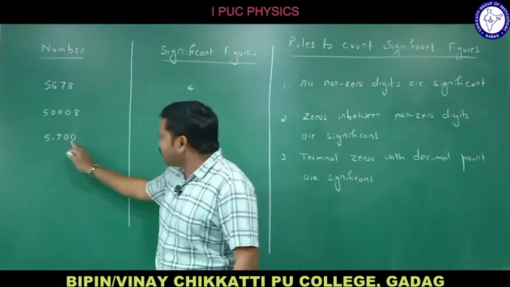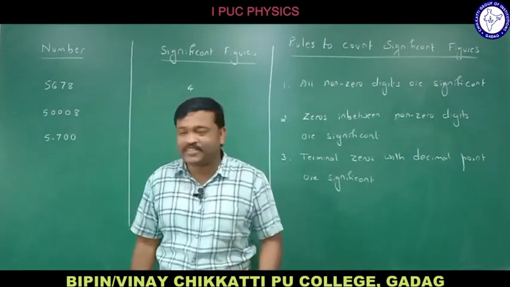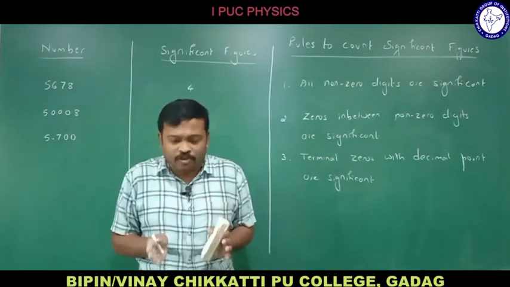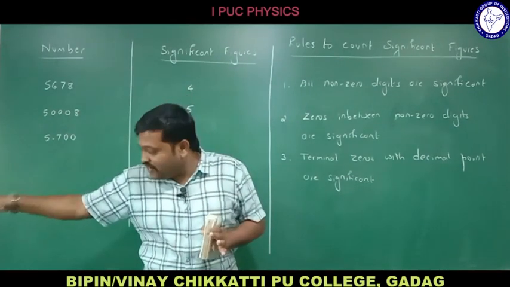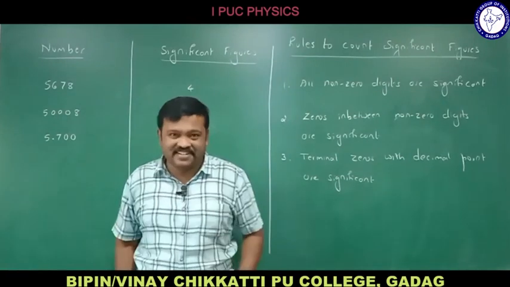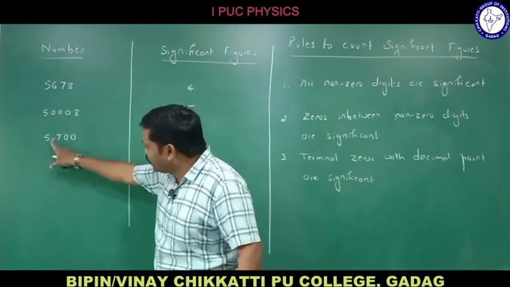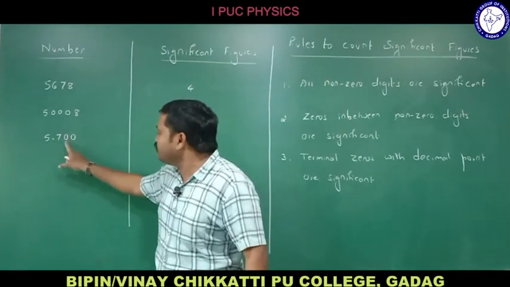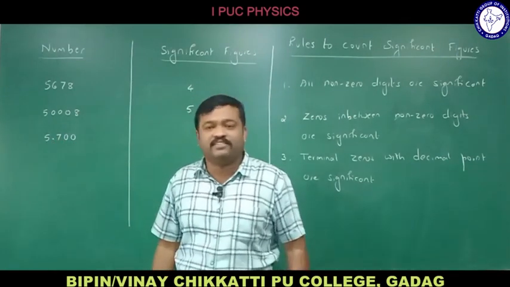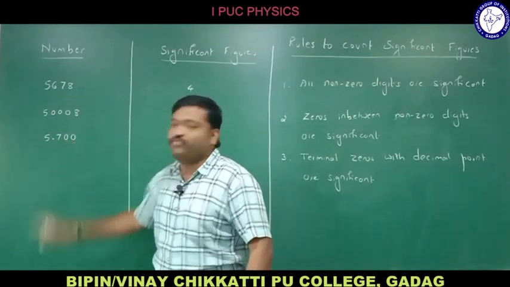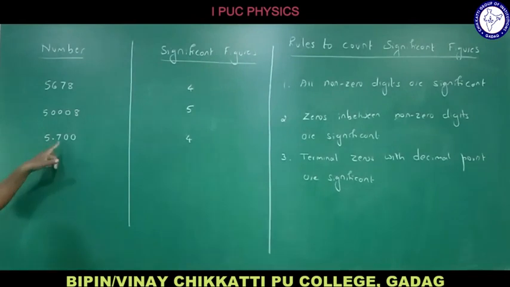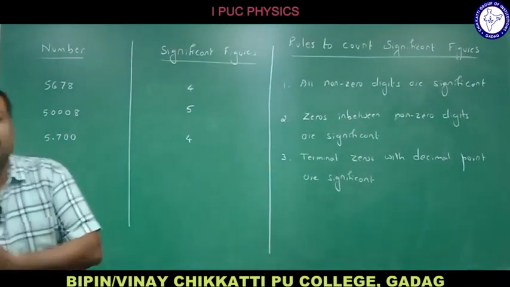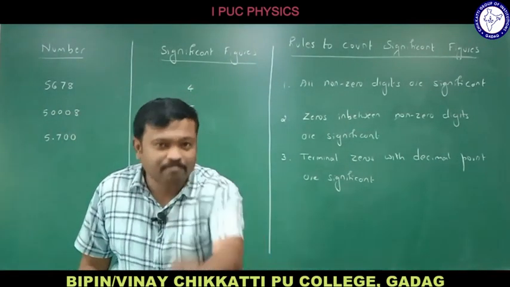Now what are these zeros? These are the terminal zeros, ending zeros. Will they be significant? Just check: is there a decimal point? If there is a decimal point, these zeros become significant. Yes, there is one. So how many significant figures are there? 1, 2, 3, 4. So there are 4 in this number. The 5 and 7 are significant themselves, and the ending zeros become significant if there is a decimal point in that number.